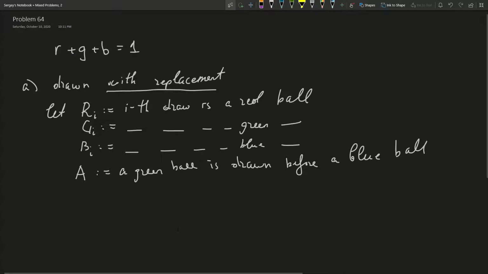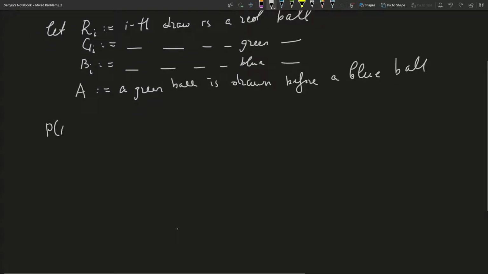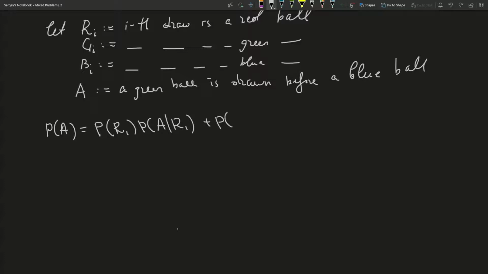So we're interested in the event probability of A, P of A, and we're going to use the law of total probability to break this up in two cases. In the first case, the first ball is red, times the probability that a green ball is drawn before a blue one, given that the first ball was red, plus the probability that the first ball is not red, times the probability that a green one is drawn before a blue one, given that the first ball is not red. Now the probability that the first ball is red is little r, because that's the proportion of red balls in the urn. And now, notice what happens.